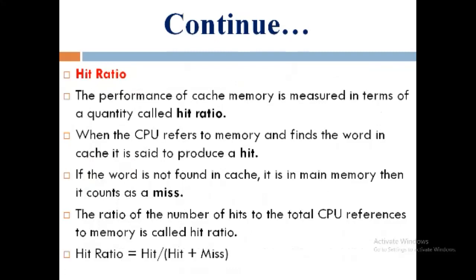Then the hit ratio. The performance of cache memory is measured in terms of a quantity called hit ratio. When the CPU refers to memory and finds the word in cache, it is said to produce a hit. If the word is not found in cache, it is in main memory, then it counts as a miss. The ratio of the number of hits to the total CPU references to memory is called hit ratio. The formula for the hit ratio is equal to hit divided by hit plus miss.